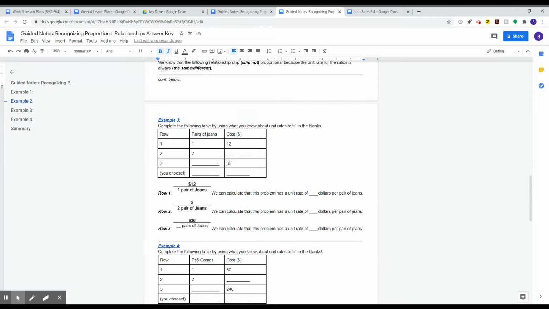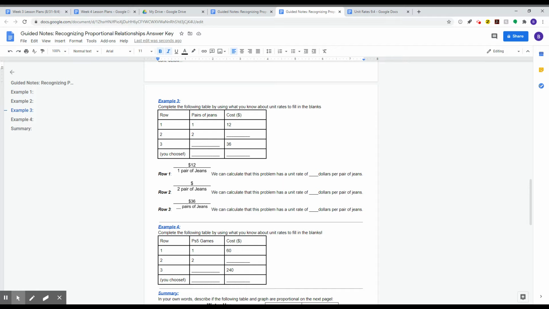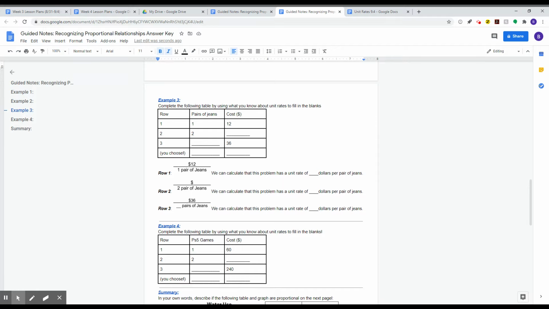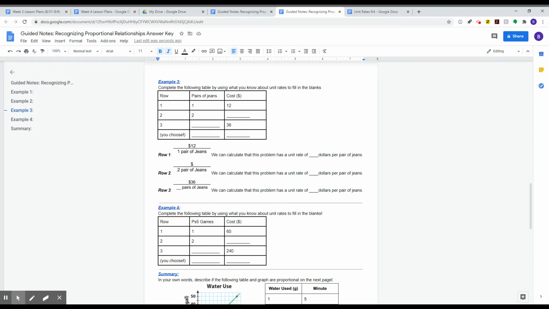Now we have 2 more examples. And I just want to do example 3 for you very quickly. Examples 3 and 4 are different because we're assuming this is proportional. We are saying, hey, we know there's a proportional relationship between the cost and the pair of jeans. So this is no matter what going to have the same unit rate. That being said, we don't know what the cost is for 2 pairs of jeans. We have to find that.